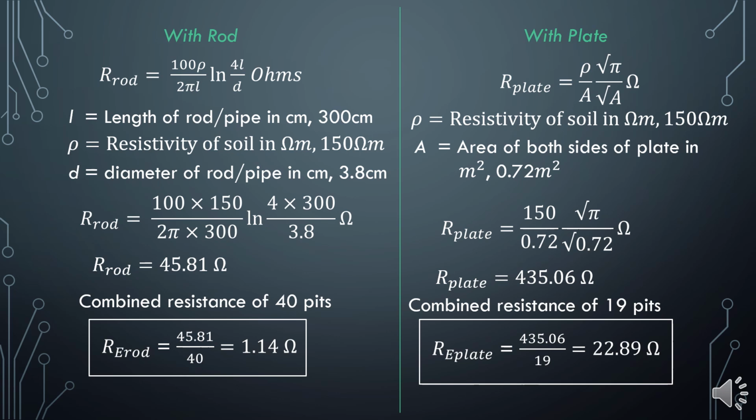After calculating the resistance of single rod and plate, we have to calculate total pit resistance. As number of pits are 40 in case of rod-type earthing, we will divide resistance of one rod by 40. We are dividing as conductors are connected in parallel. Similarly, resistance of one plate is divided by 19 to get total pit resistance.